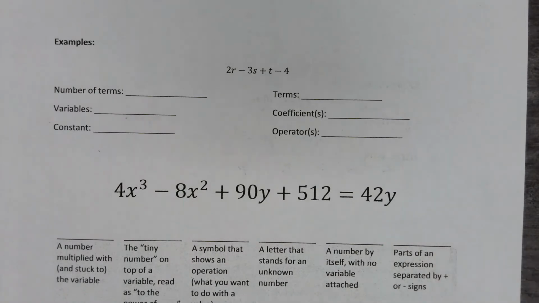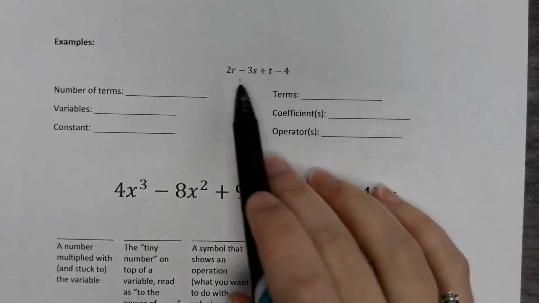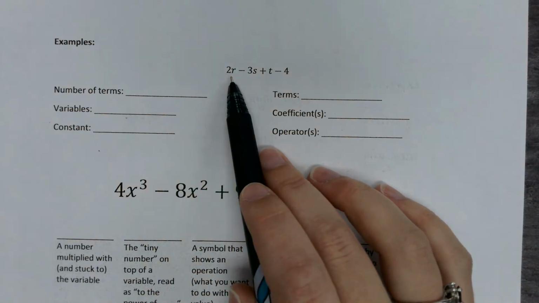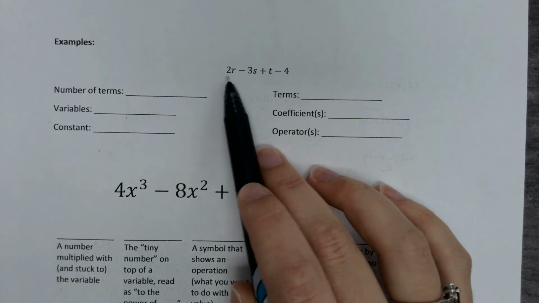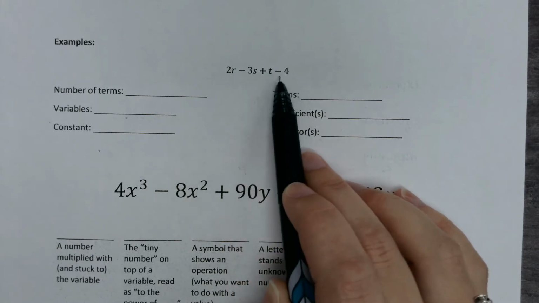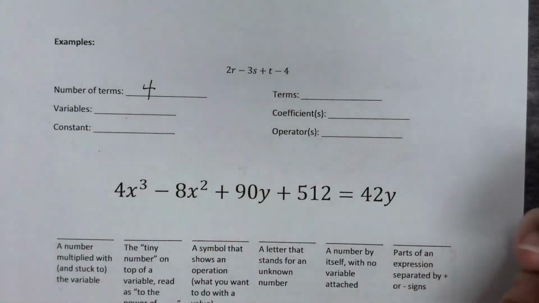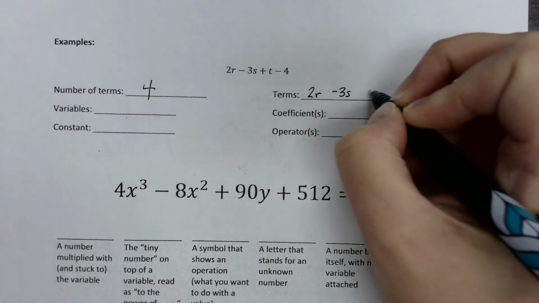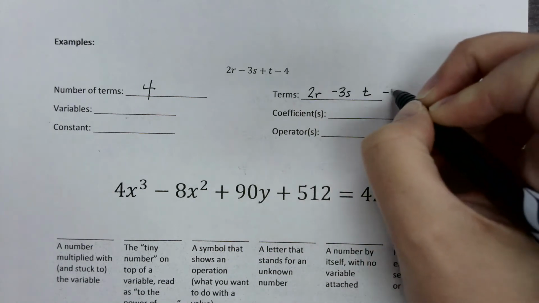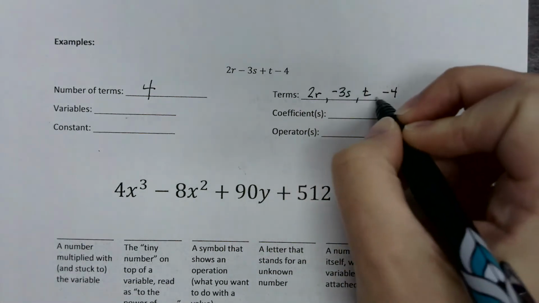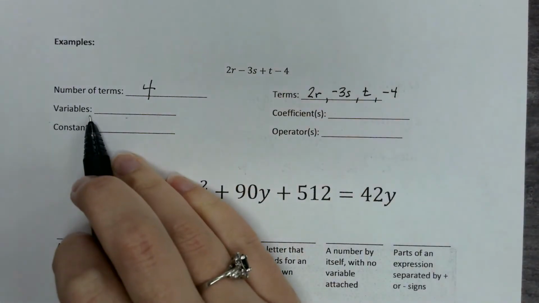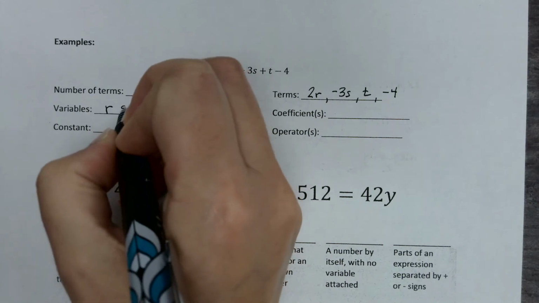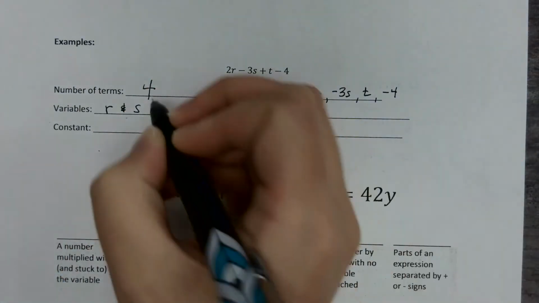All right, so looking at the number of terms. Each term has the variable and also a number with it. So we have 1, 2, 3, 4 terms. And the terms are 2r, -3s, t, and a -4. We got 4 terms here. All right, variables, remember those are just the letters. So we have r and we have s. And t.